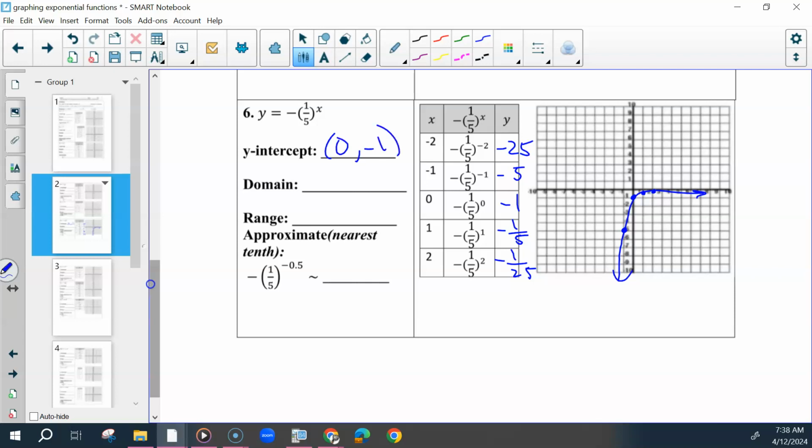What's our domain? Negative infinity. Positive infinity. It has not changed even though it flipped upside down, because this is going to keep going left and keep going right. So it keeps going in both directions. Range, however, is different. What is our lowest point? Negative infinity. What is the highest point?